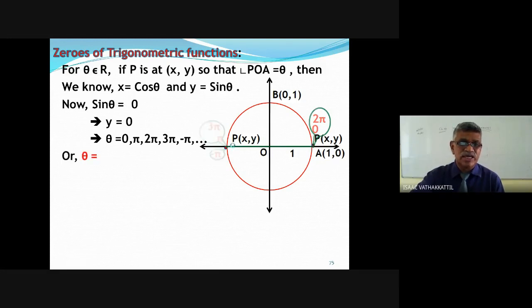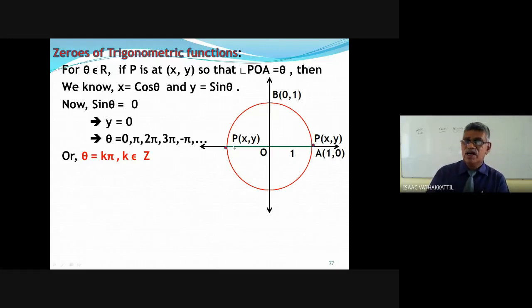That means I can say theta equal to k pi. Maybe positive, maybe even multiple of pi, maybe odd multiple of pi. That means it is an integer multiple of pi. Theta equal to k pi, k belongs to Z.